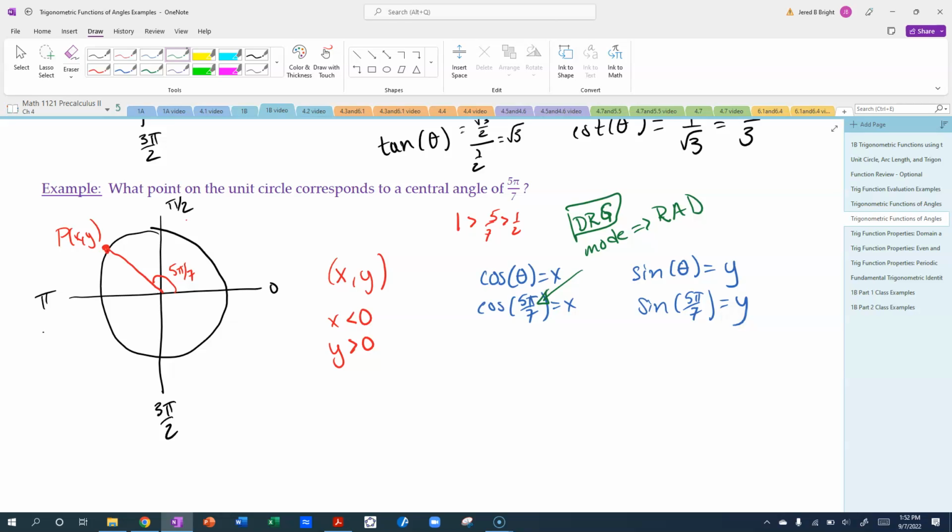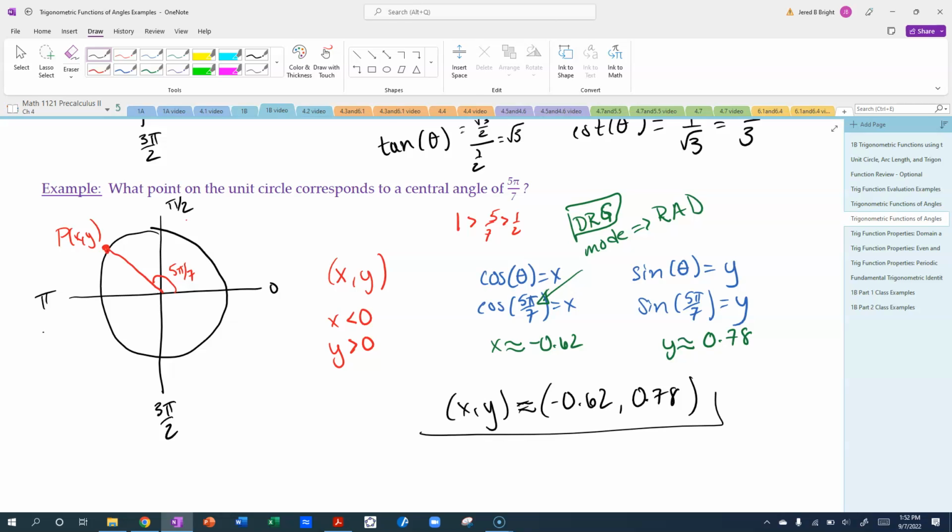In any case, if you do this on your calculator, you should get that x is approximately, and I'm going to use double wavy line to indicate approximately, negative 0.62, and y is approximately 0.78. So then in total, our point is approximately negative 0.62, 0.78. And that's it.